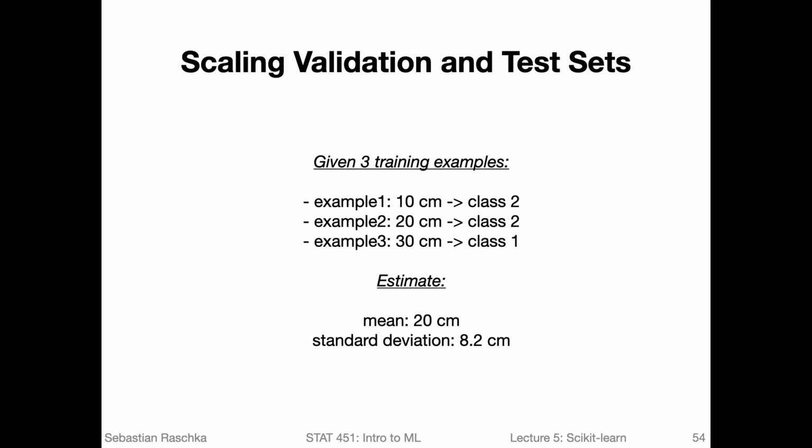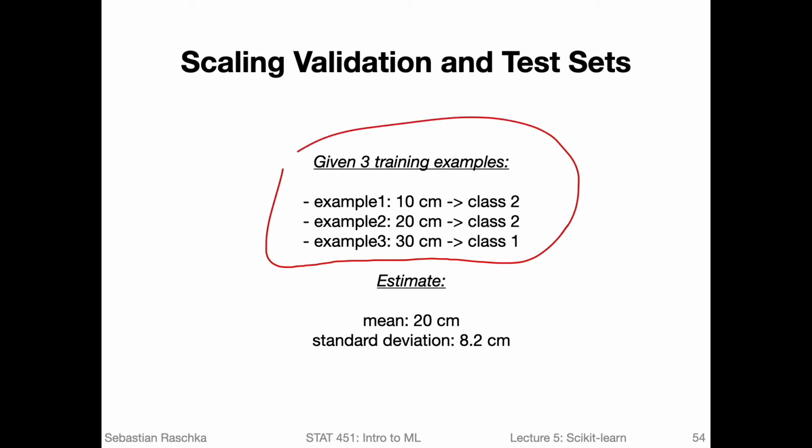So consider the simple case where we are given 3 training examples. And then we have some measurements for these training examples, like 10 centimeters, 20 and 30 centimeters. And the first 2 training examples belong to class 2. And the last training example, the third one, belongs to class 1. Now, if we would compute the mean of that data set, it would be 20. And the standard deviation would be 8.2 centimeters. So this is just our training data set, how it looks like.